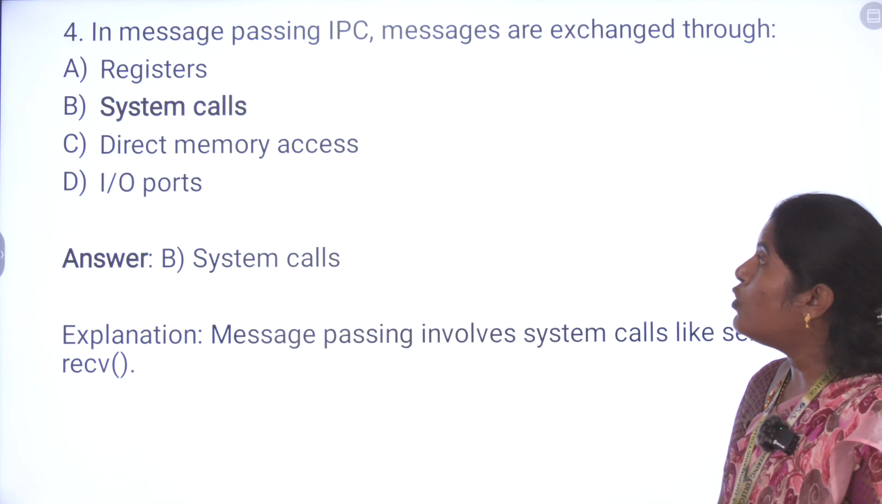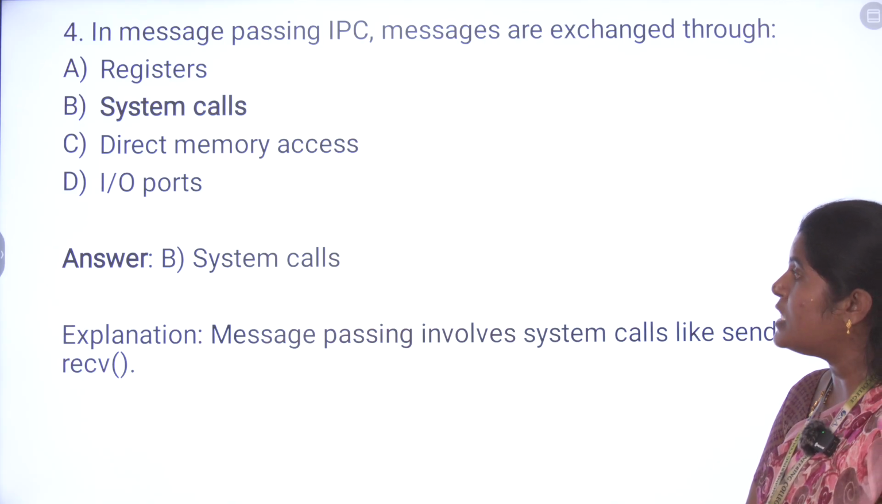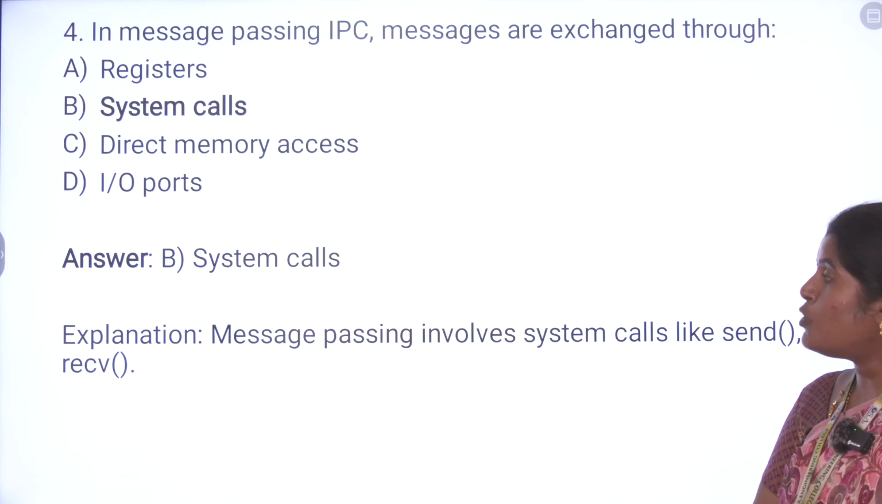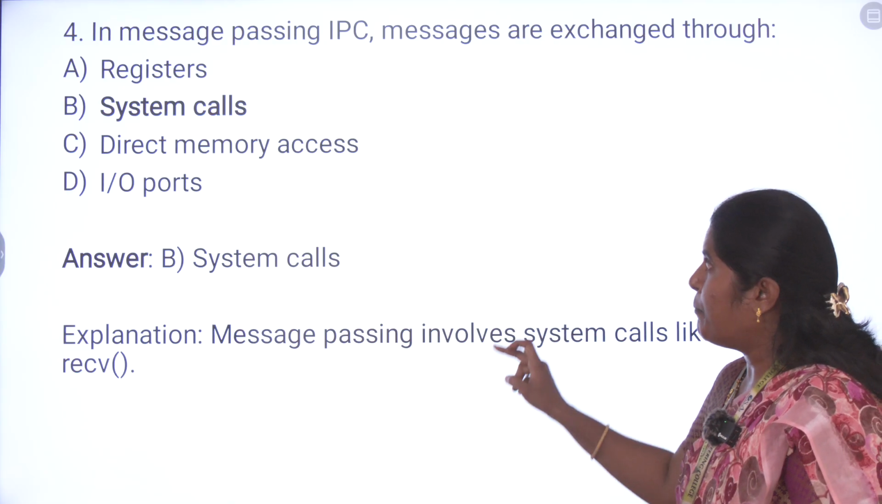Moving on to the fourth question: in message passing IPC, messages are exchanged through the registers, system calls, direct memory accesses or IO ports. The answer is system calls, because message passing involves system calls like the send method or the receive method.